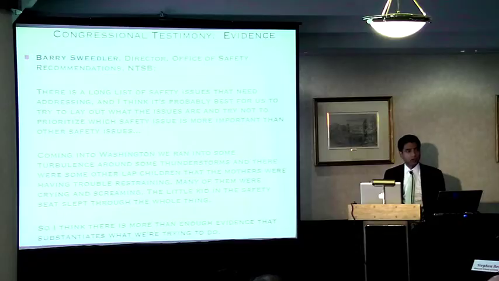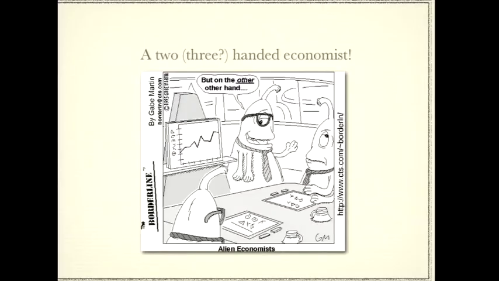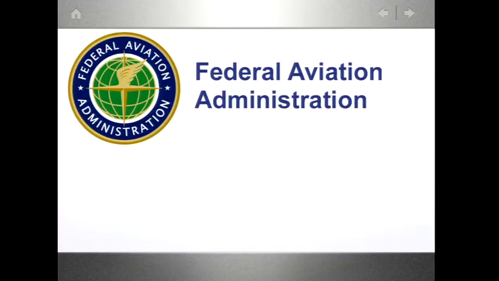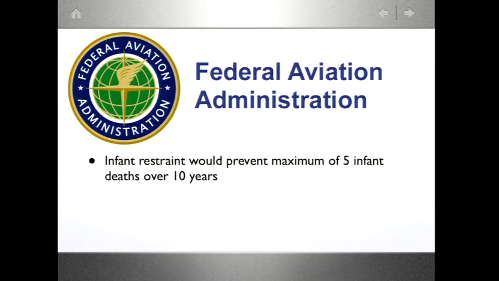What do you do at that point when you already have an FAA report saying that the implied value of life from these sorts of mandates would be in the domain of about $43 million per life year? What do you do? Well, what the FAA did was they called in economists and cost effectiveness analysis people. And so here's what those guys were able to do. The FAA report said that while it is true that the infant restraint would prevent a maximum of 5 infant deaths over 10 years, that is true, they agreed with that, they turned this entire debate around on its head.